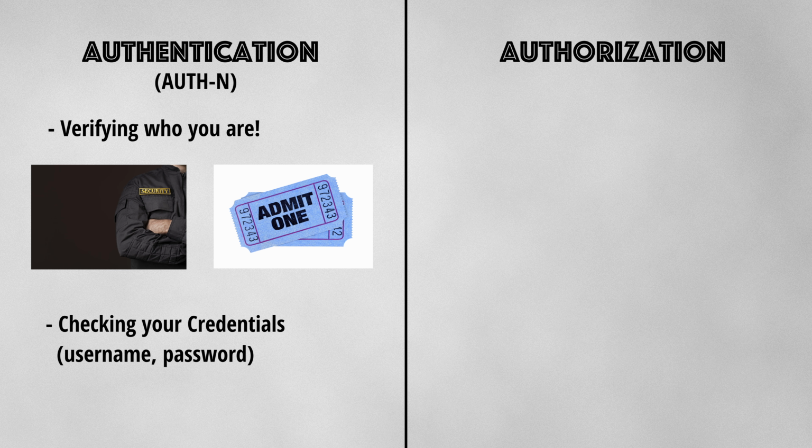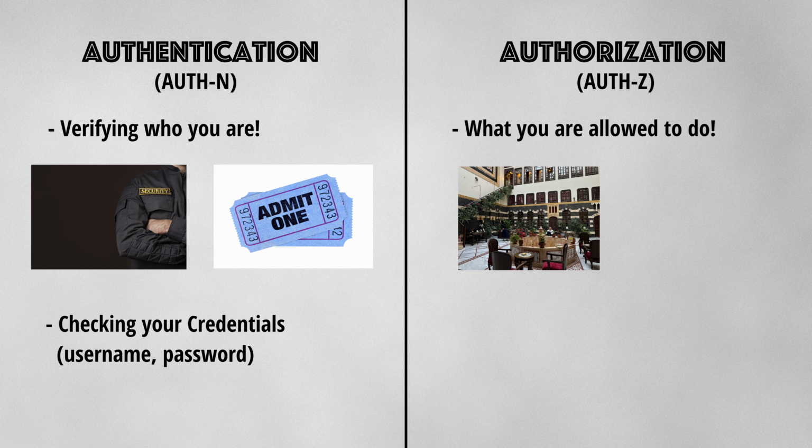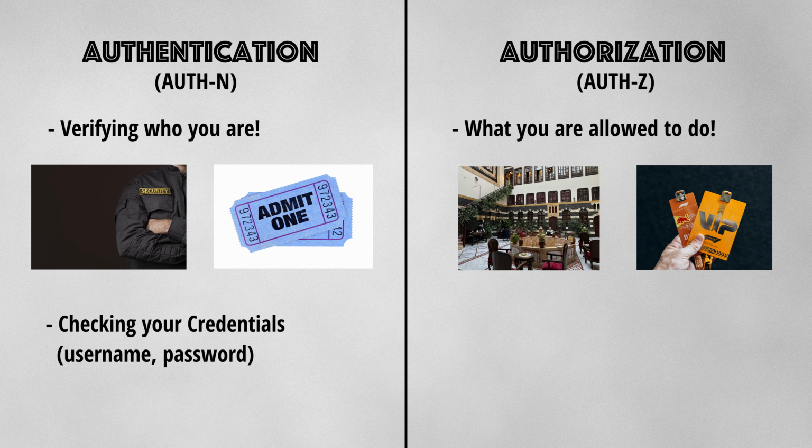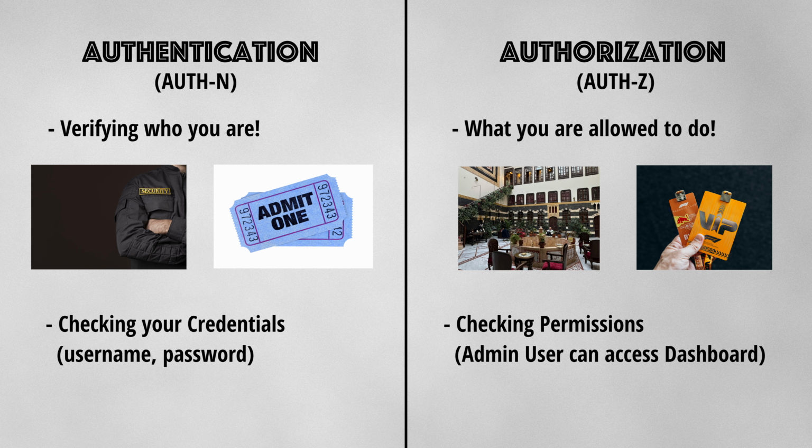On the other hand, authorization, or so-called AuthZ, determines what you are allowed to do. Let's say you get into the party, but now you want to enter the VIP lounge. The bouncer will check if you have a VIP pass on your ticket. Without it, you cannot go in. Similarly, in web terms, authorization controls access to specific resources. For example, a regular user might not be able to access the admin panel because they don't have the necessary permissions. So authentication is about identity and authorization is about permissions. Both are important for keeping systems secure.